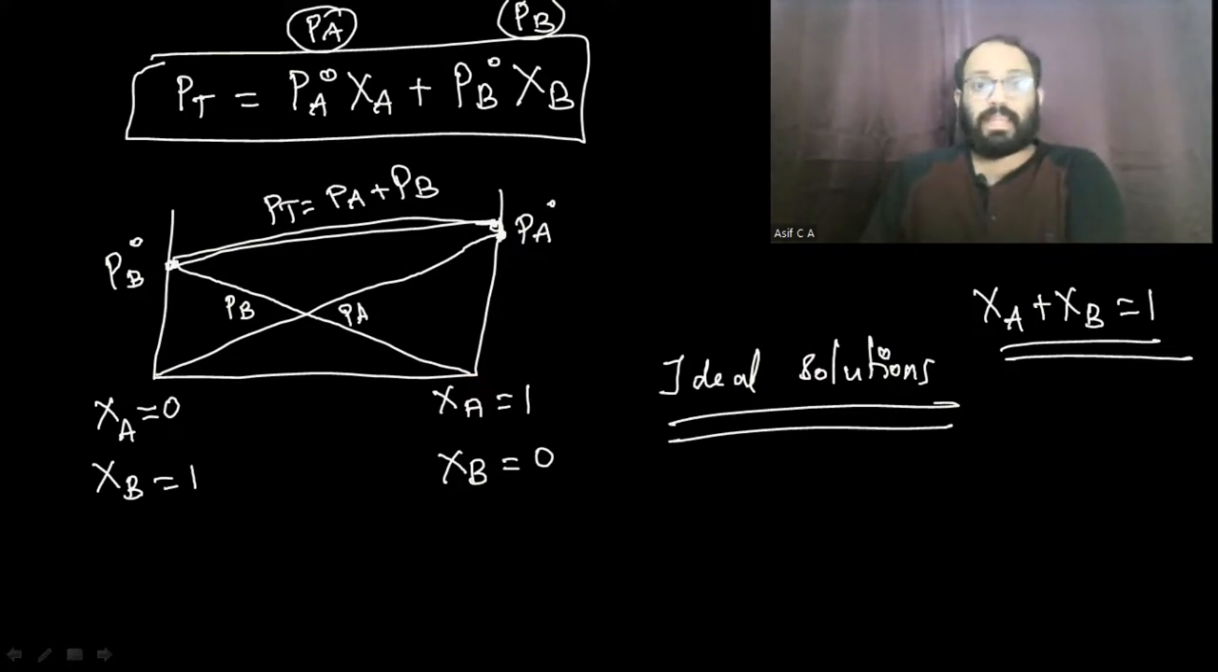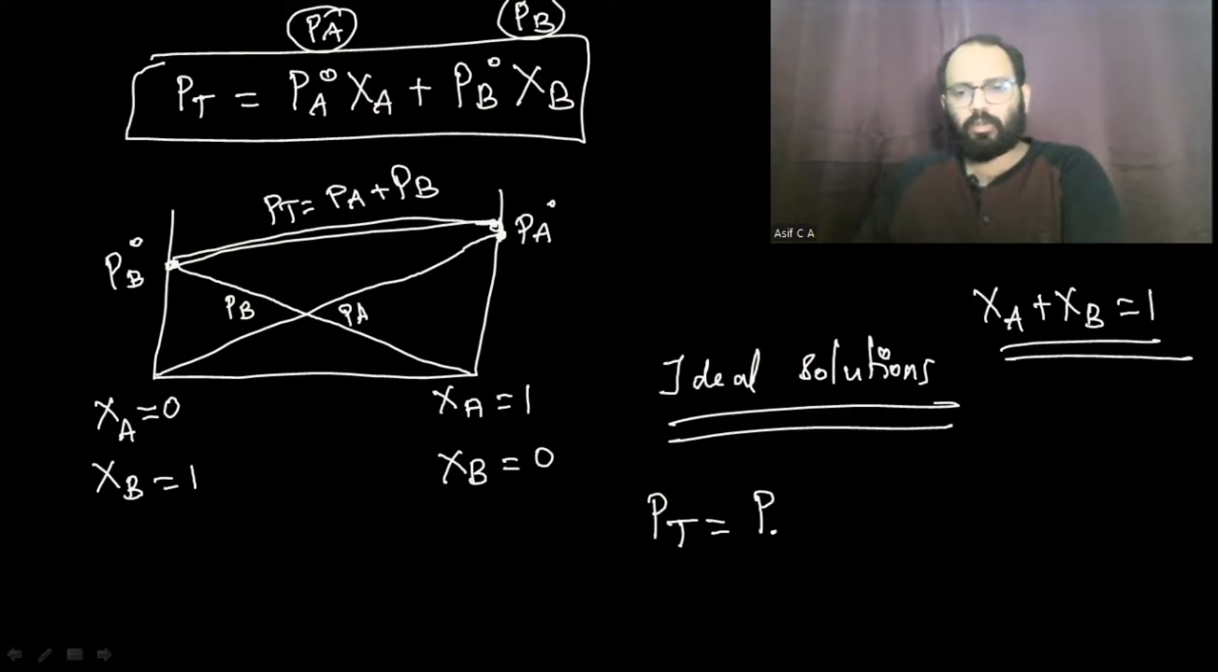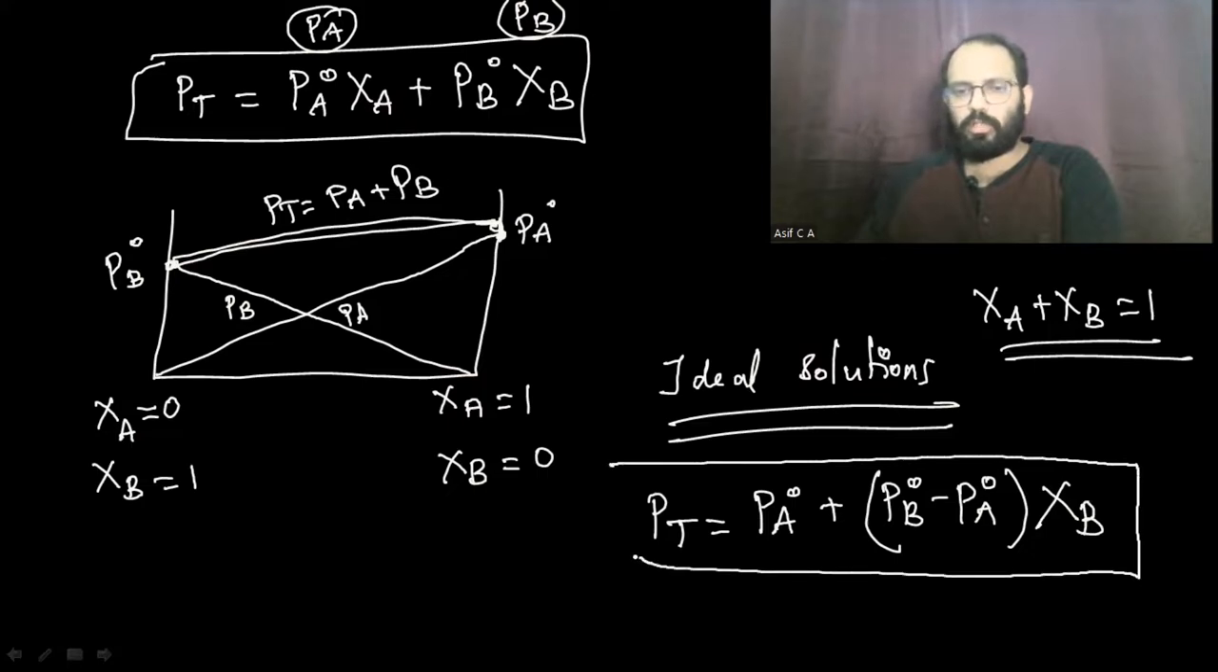From this we can derive one more equation. The equation I am writing is easy to derive, but we don't have to derive it. PT is equal to PA naught plus PB naught minus PA naught into XB. This is a very important equation. If the mole fraction of one component is given, you can find the total pressure.